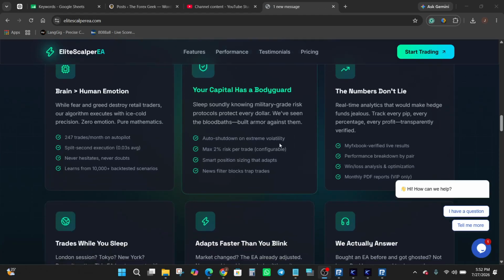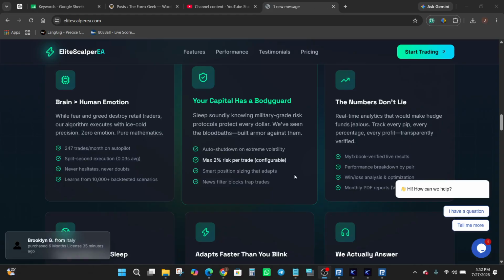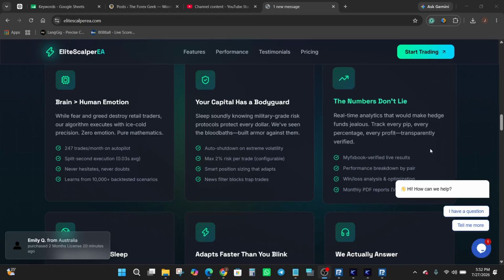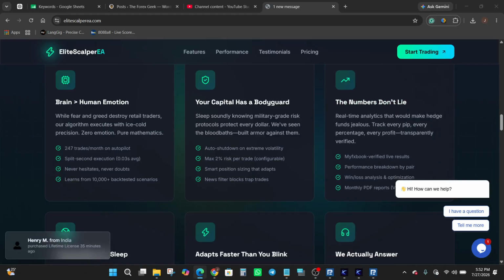The next section focuses on risk management. According to the website, the EA includes configurable maximum risk per trade, adaptive position sizing, automatic shutdown during periods of extreme volatility, and a news filter. So if these functions operate as described, they are designed to help manage exposure during changing market conditions rather than simply focusing on generating entries.